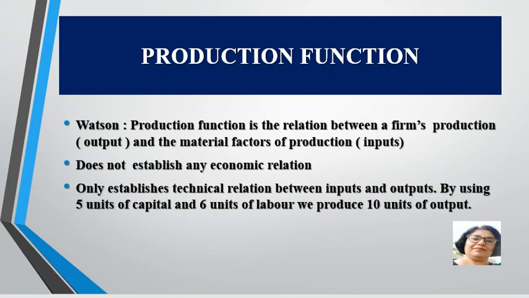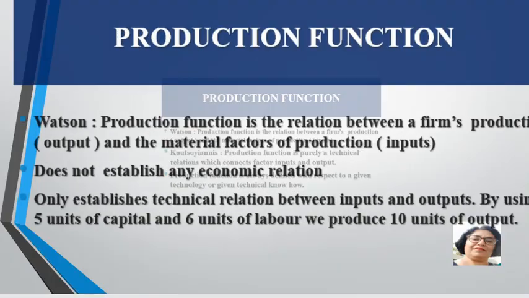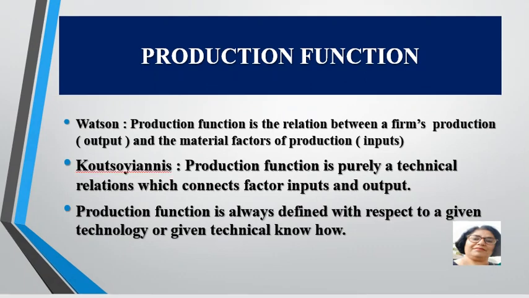Production function only establishes the technical relation between the inputs and outputs. Like by using 5 units of capital and 6 units of labor, we have produced 10 units of output. Production function is purely a technical relation which establishes the relation between the inputs and the output. Production function is always defined with respect to a given technology or a given technical know-how.